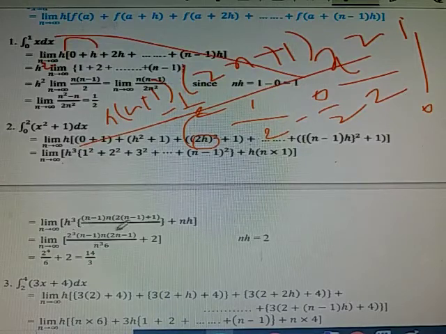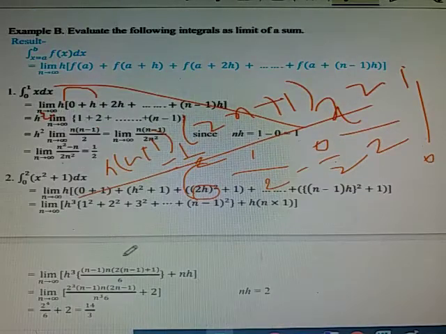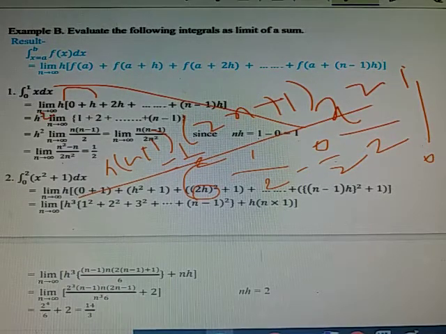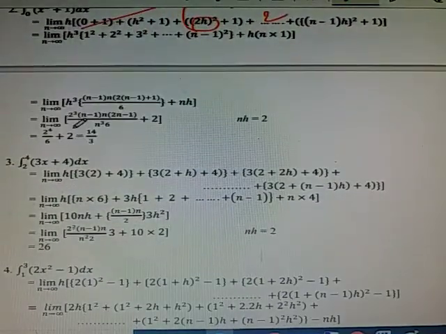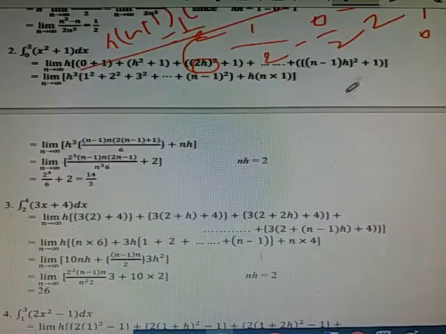So writing here, because this is n minus 1, it stops at n minus 1. So in place of n you write n minus 1 and you add it and take the limit. You know how to find these limits, and you are getting the result 14 by 3.